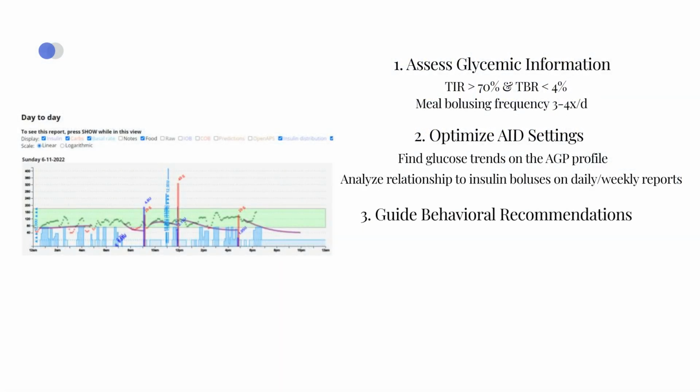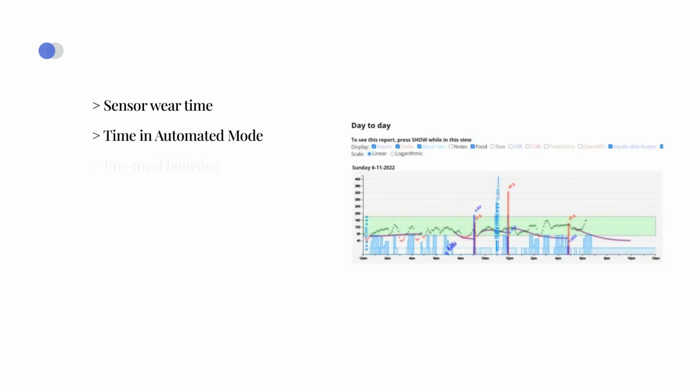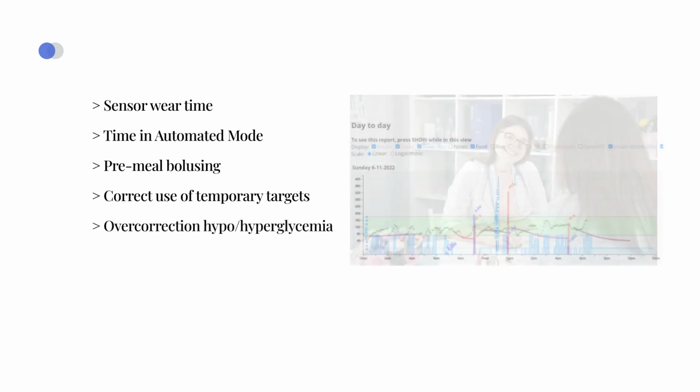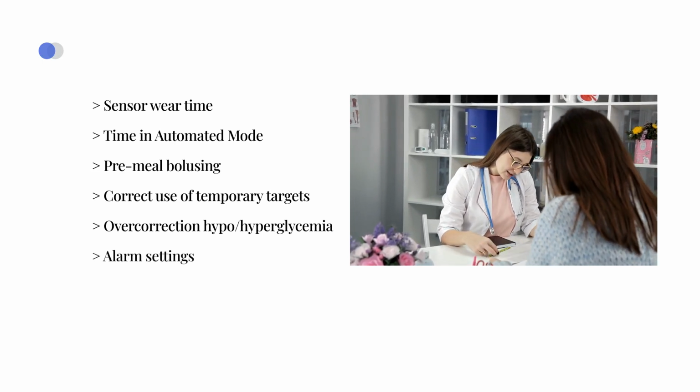3. Guide behavioral recommendations. Ensure proper usage of the automated insulin delivery system in the daily reports. Sensor wear time, activation of auto mode, and adherence to pre-meal bolusing can best be checked in the day-to-day reports. You can also check the correct use of temporary targets and profile switches, and evaluate for overcorrection of hypo or hyperglycemia. Also ask about the appropriateness of alarm settings and reminders to avoid alarm fatigue.